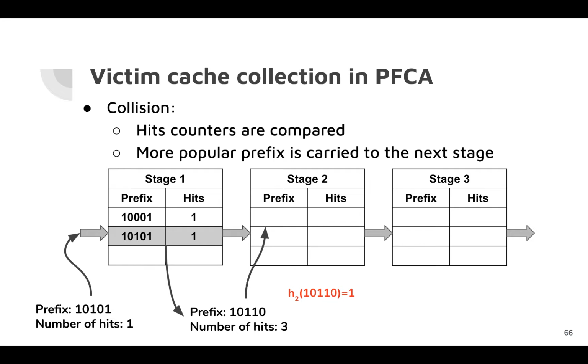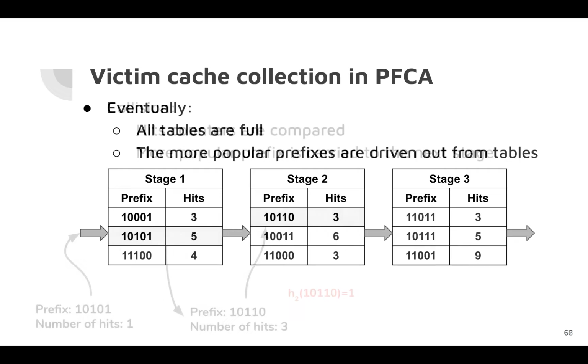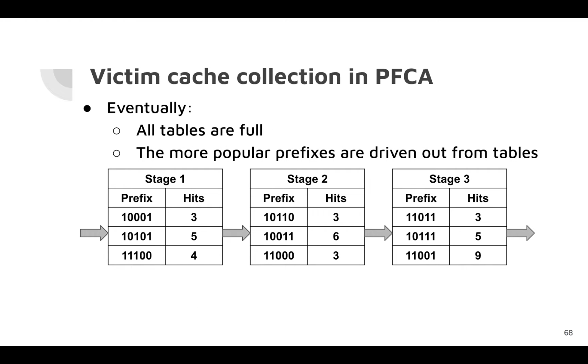In the second table, the hash function is different, so it's very possible that there will be a different slot for the prefix compared to the stage 1 table. Eventually, all tables are full and the more popular prefixes are driven out from the filter by less popular prefixes. In this example, the newly matched prefix pushes the other prefix 1001 from the table of the first stage.